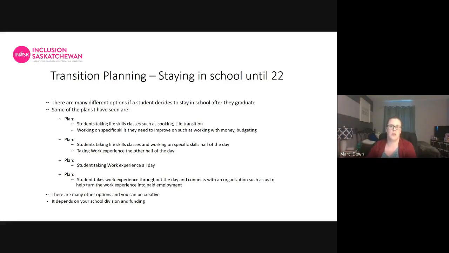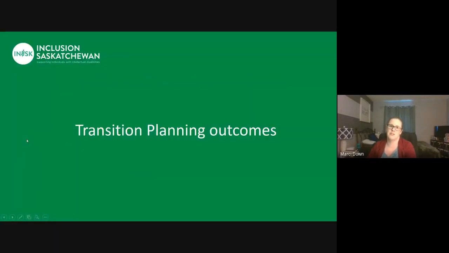And if this is a part of the plan, it's really good to start having that conversation in grade 12 about what this is going to look like after, what the school is able to put the funding in place for, and what this schooling could look like afterwards. So it is an option, but it might just look different. And that's really up to you, the teacher and the student.